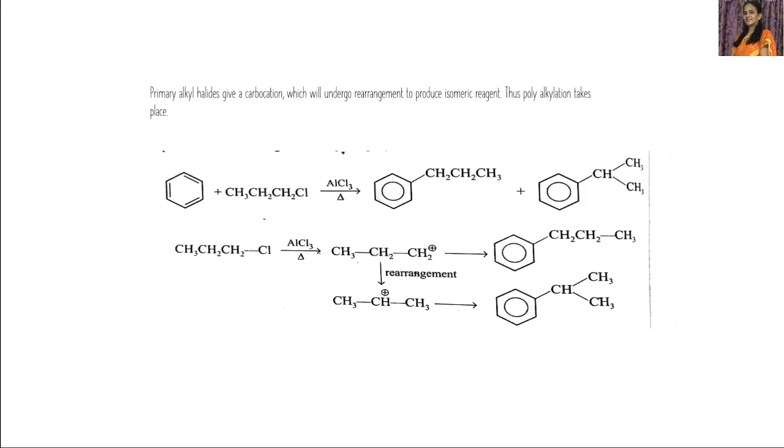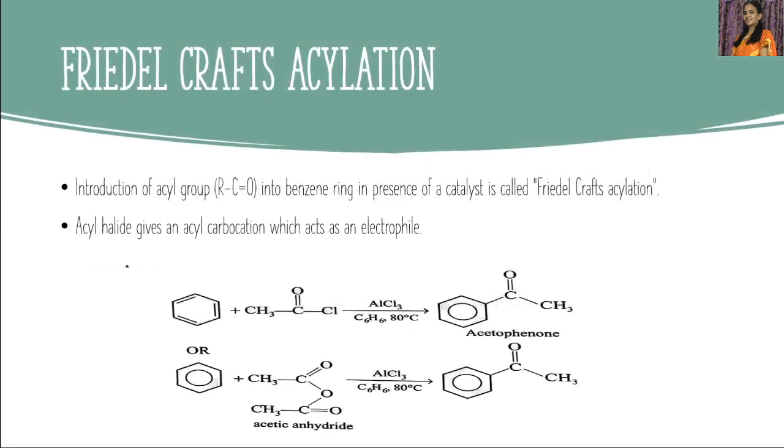Now let us consider the next property of benzene. That is one more important property, that is Friedel-Crafts acylation reaction. In this Friedel-Crafts acylation reaction, an acyl group is introduced. Acyl group is RC double bond O. One more bond should be there to this carbon. Introduction of acyl group into benzene ring in presence of a catalyst is called Friedel-Crafts acylation.